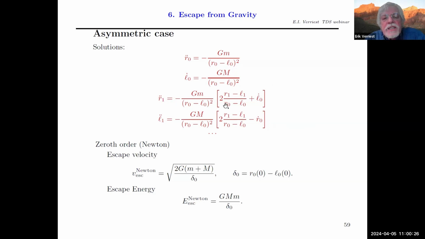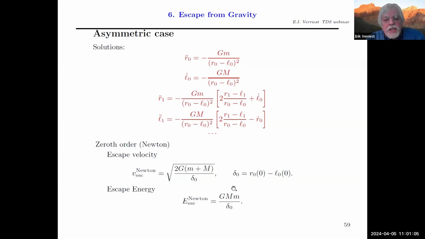But here we see that R1 double dot depends on R1 minus L1, so we can actually take a combination of these. And if R naught minus L dot is changing very slowly, this is actually the equation of an oscillator. So if R naught minus L dot is very slow, then we see that the first order perturbation term is some very slow oscillation. Okay, that's, of course, provided R naught minus L dot is small.